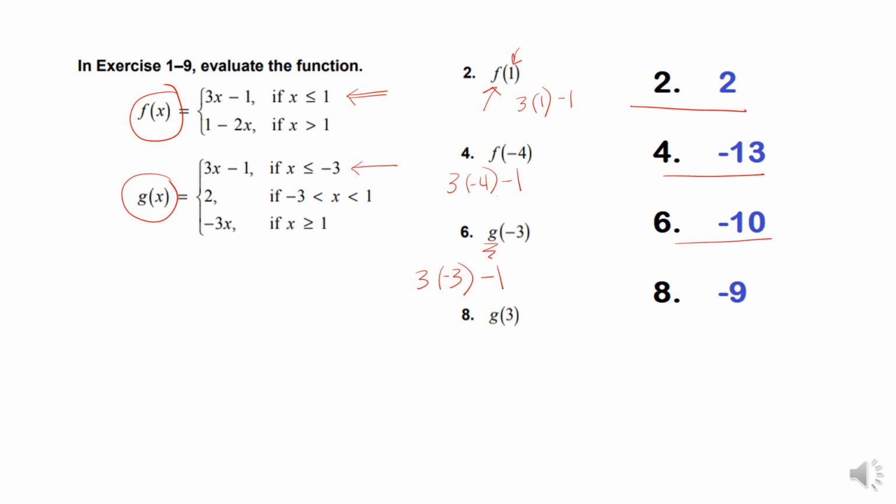Now for this one, it's saying x is 3. So that doesn't fit here, but it fits here. So now I'm going to use this equation. So I go negative 3 times 3, and that equals negative 9.